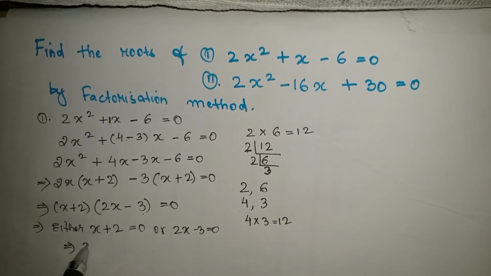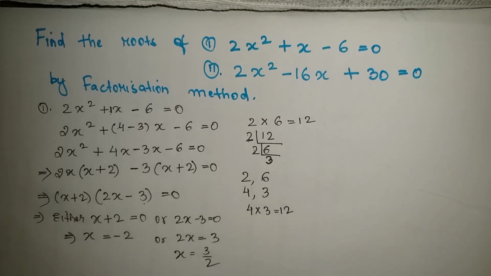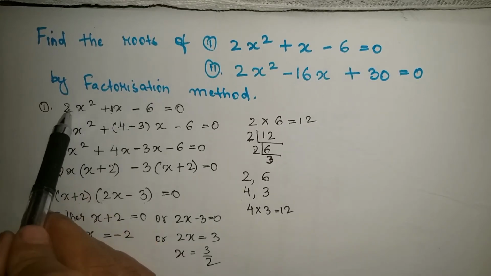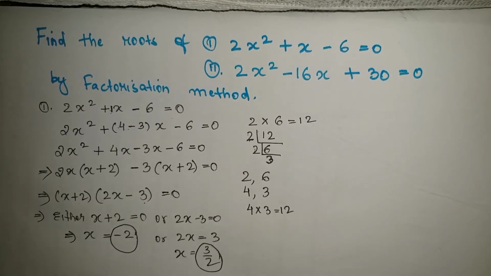So what do I have from here? X equal to, I take plus 2 to the other side, I get minus 2. Or 2x, I take 3 to the other side, I get 3. Then x is equal to 3 by 2. Therefore, I got the two roots of this quadratic equation. What are the two roots? Minus 2 and 3 by 2. The two roots of this quadratic equation are minus 2 and 3 by 2.